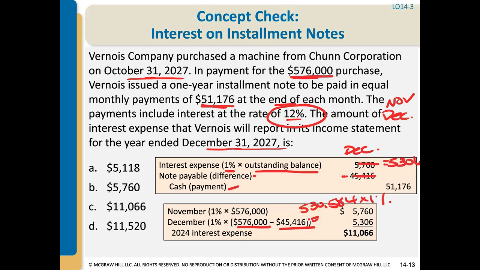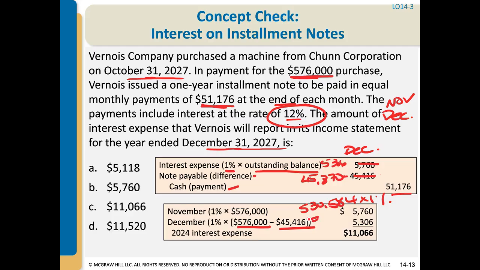$5,306, and then the difference between the $51,176 and the $5,306 will be the debit to the note payable, which is $45,870. I'm just going to erase it so it's not as confusing. So for December, my debit to interest expense is $5,306. Debit notes payable $45,870. Credit cash $51,176.